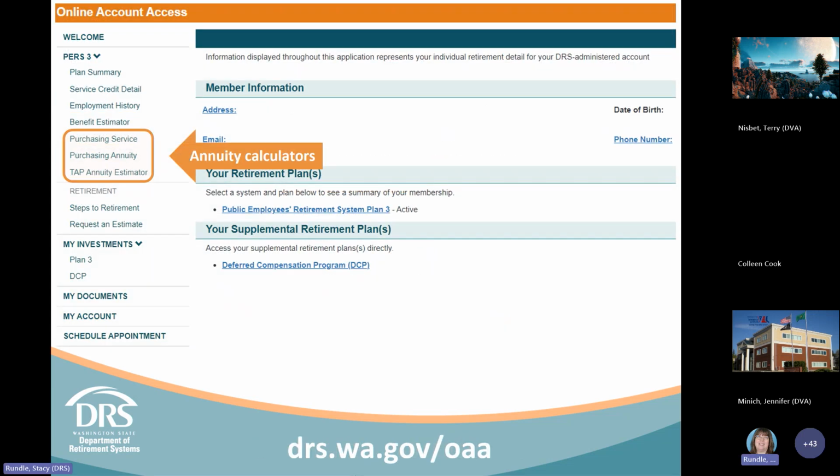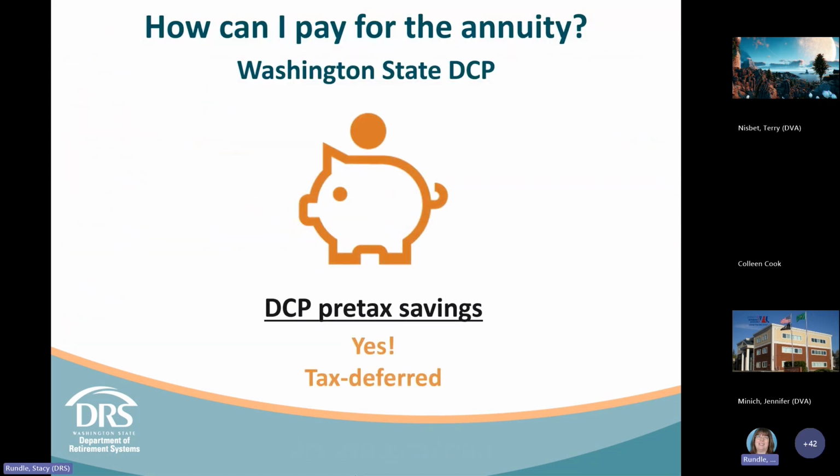So to estimate the cost and benefit increase, you will find annuity calculators from your online account. Now remember, you cannot purchase an annuity until you retire, but you can start planning for it now by creating estimates and saving towards it in the state's Deferred Compensation Program, DCP. So what is DCP?